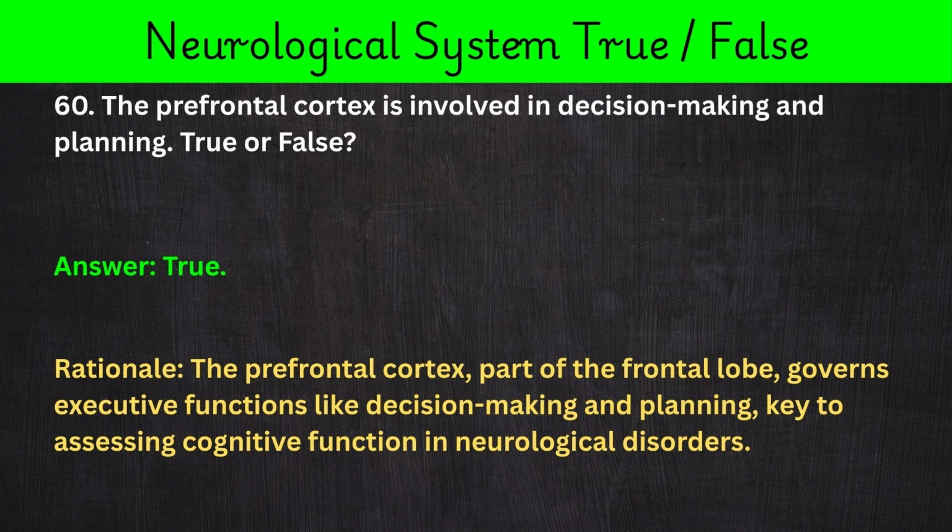60. The prefrontal cortex is involved in decision-making and planning. True or false? Answer: true. Rationale: the prefrontal cortex, part of the frontal lobe, governs executive functions like decision-making and planning, key to assessing cognitive function in neurological disorders.